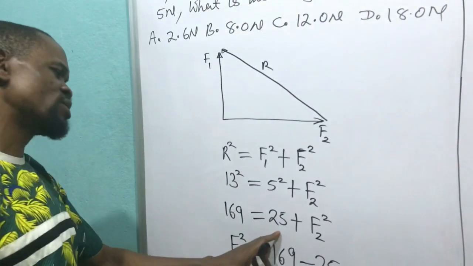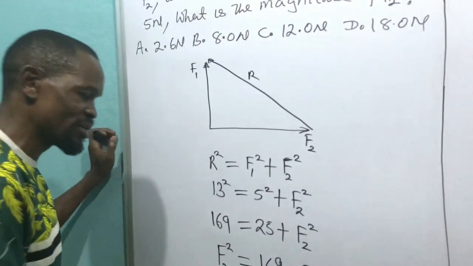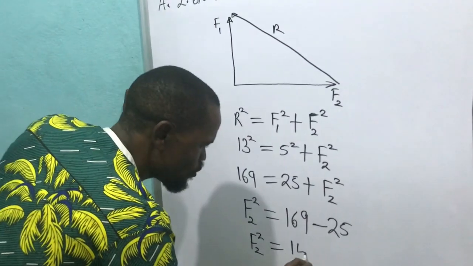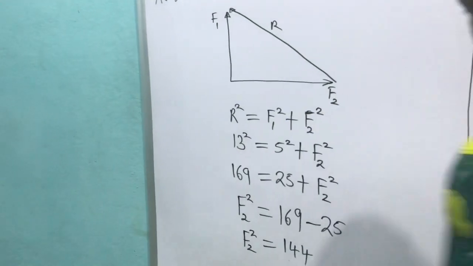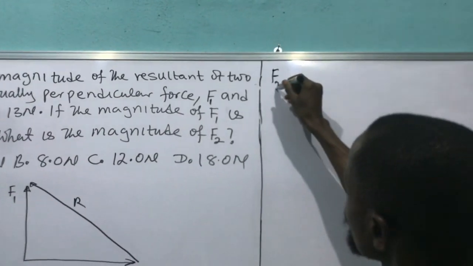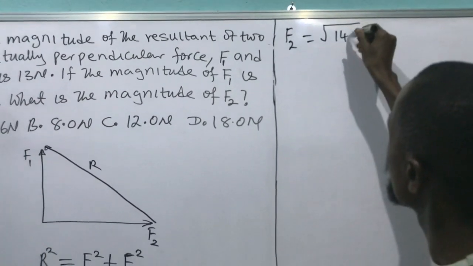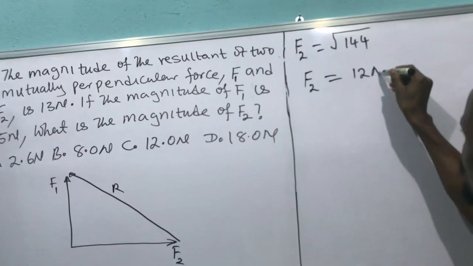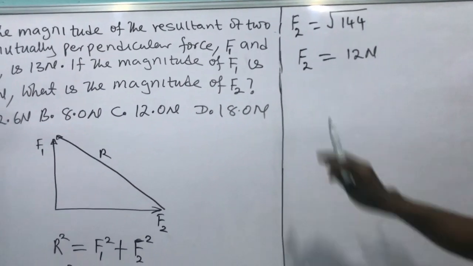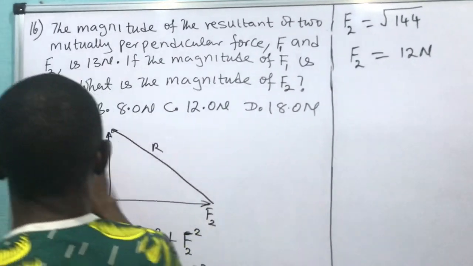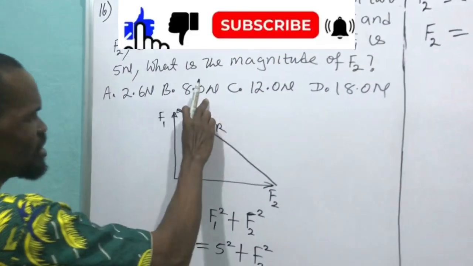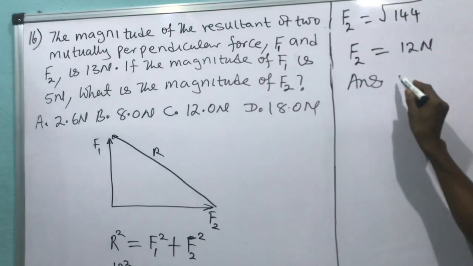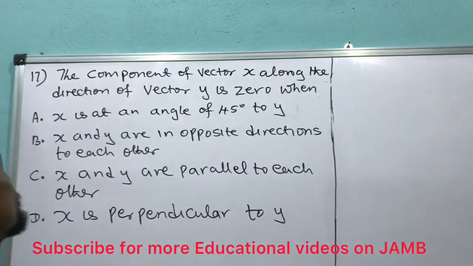You know what I did? The 25 going over becomes minus, so 169 minus 25. I will have F2 squared equal to 144. Then F2 is equal to the square root of 144, and my answer for F2 is 12 newtons. I can now go to the options. Option A is not there, option B is not there, option C is the correct answer. My answer is option C.